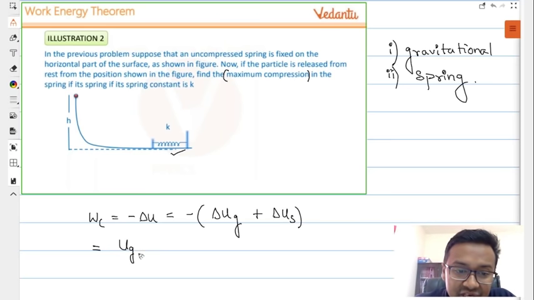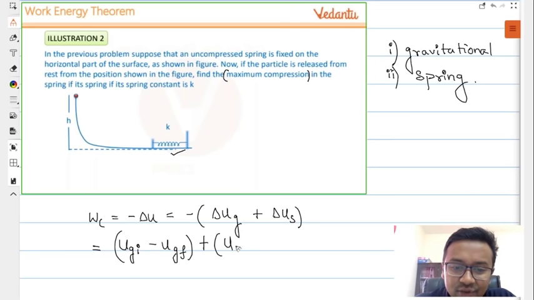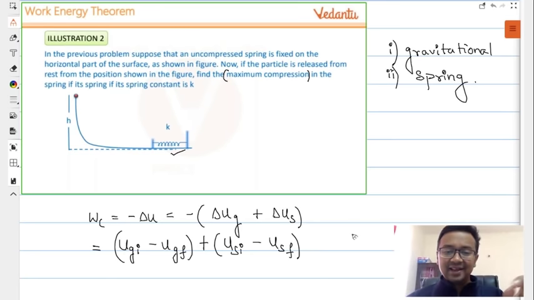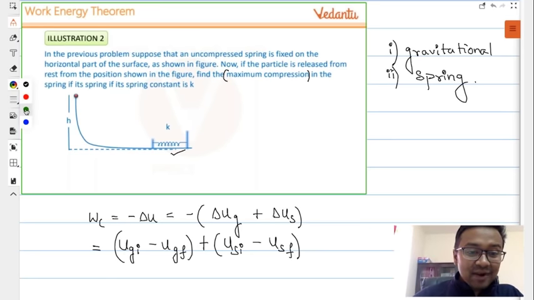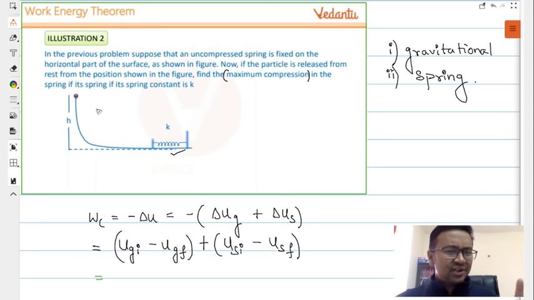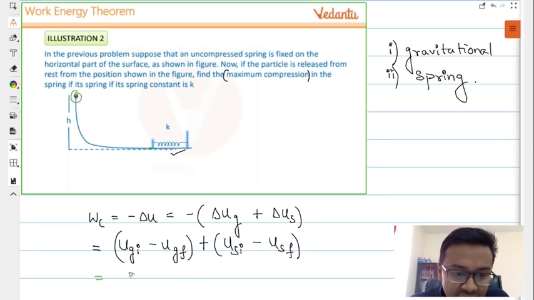U gravitational initial minus U gravitational final plus U spring initial minus U spring final. So students, if I have to calculate this, what do I do? Very simple. Initially, this ball is at a height, and after that, when it is hitting this particular spring and going ahead to compress it, then it is at the horizontal level. So initial potential energy is mgh. Final potential energy is 0 plus.